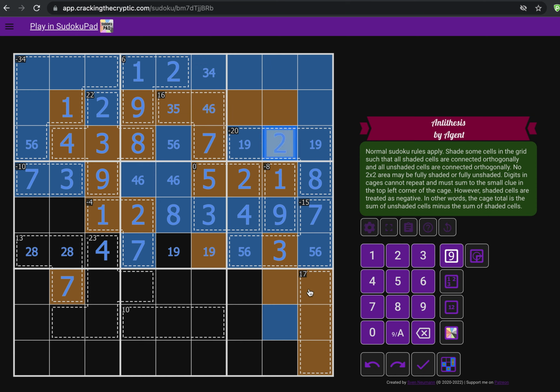2, 2 puts a 2 here, leaving 15. 7, 8 cannot. 6, 9 has to be 2, 6, 9. 2, 6, 9, 5, 6, 1, 9 is leaving 3, 4. So we have a 3, 4 pair there.